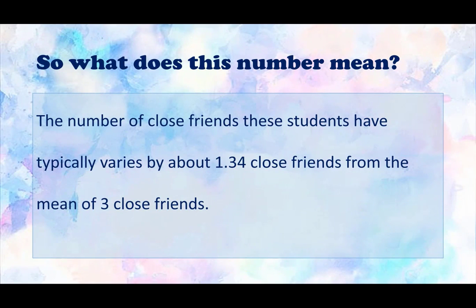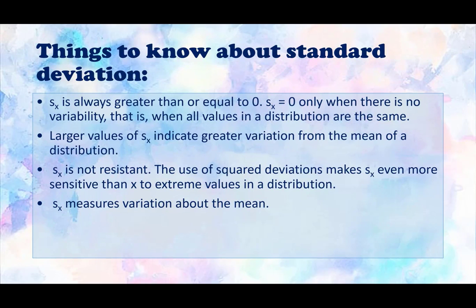So, what does this number mean? Okay, so things to know about standard deviation. Standard deviation is always greater than or equal to 0. It's never less than 0. You can't have a negative deviation because we square everything. S sub x is only equal to 0 when there is no variability. That is, when all the values in a distribution are the same.